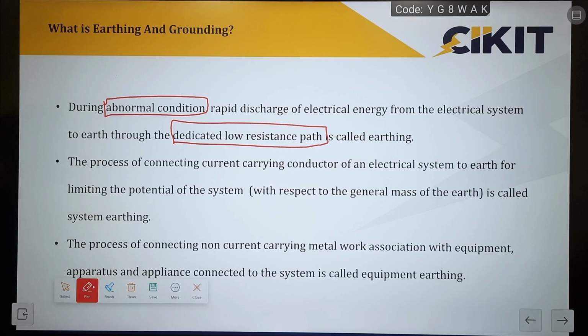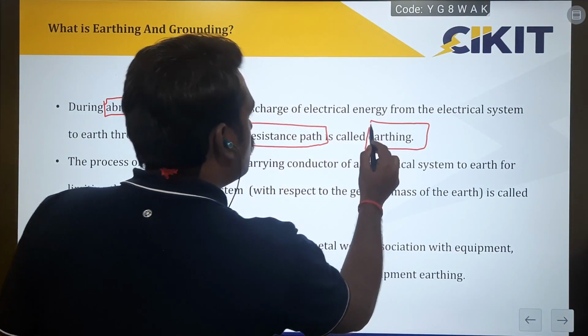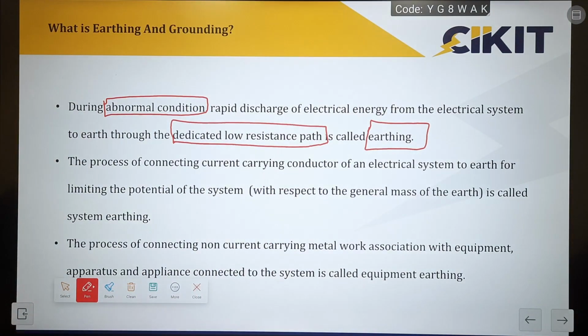From this, we have to identify that earth itself is a conductor. Only then are we conducting this energy into the ground. If it were an insulator, no current would be flowing into the ground. So we are discharging all the current into the ground, which means that earth itself is a conductor. But the resistance will be a little higher based on the soil resistivity.